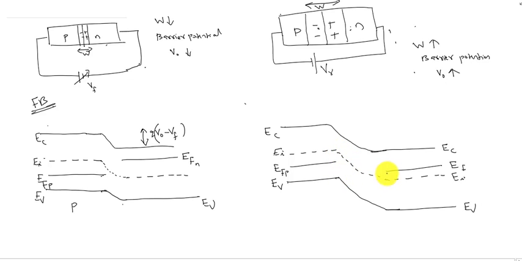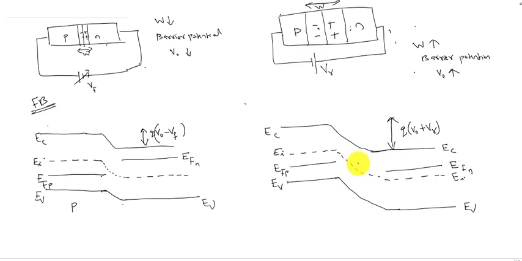If we look at the Fermi level location, the Fermi level location on the N side is below the Fermi level location on the P side. So this value, apart from the equilibrium value, is increased. So the V0 value is increased, the barrier potential or the contact potential is increasing to a value V0 plus VR. So this is the reverse biased band diagram.